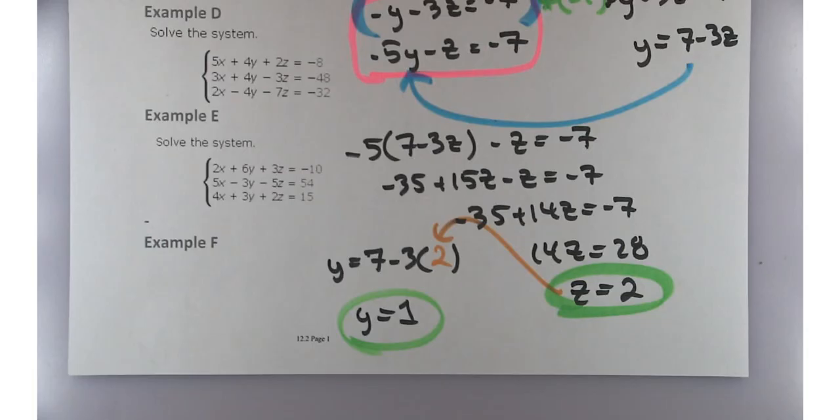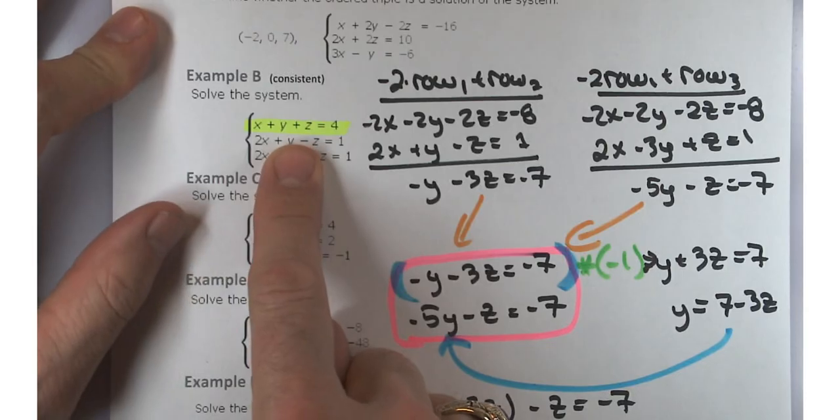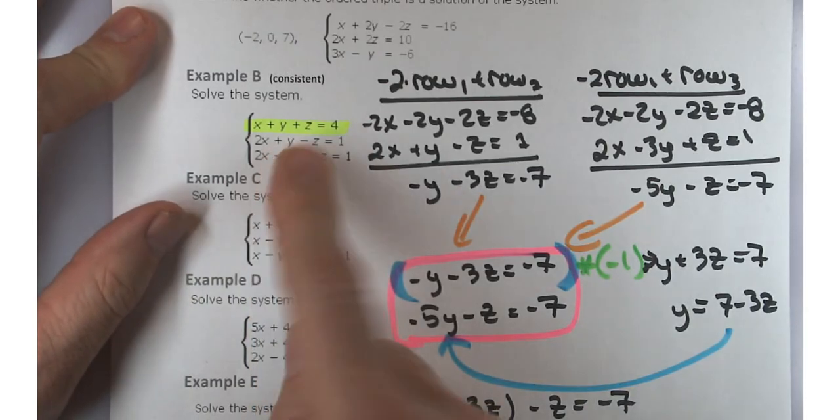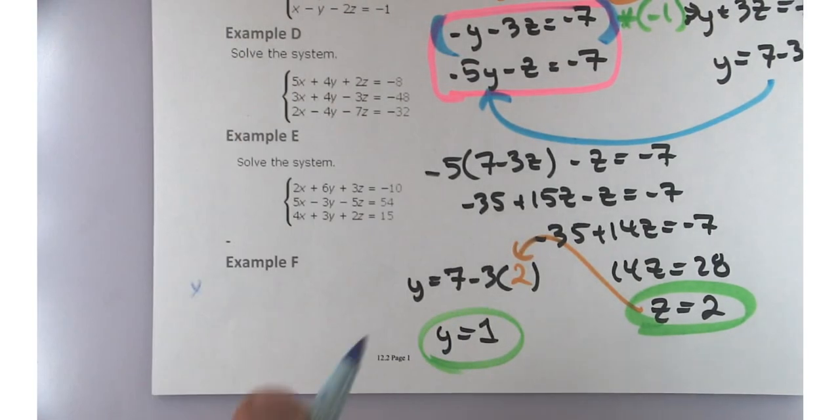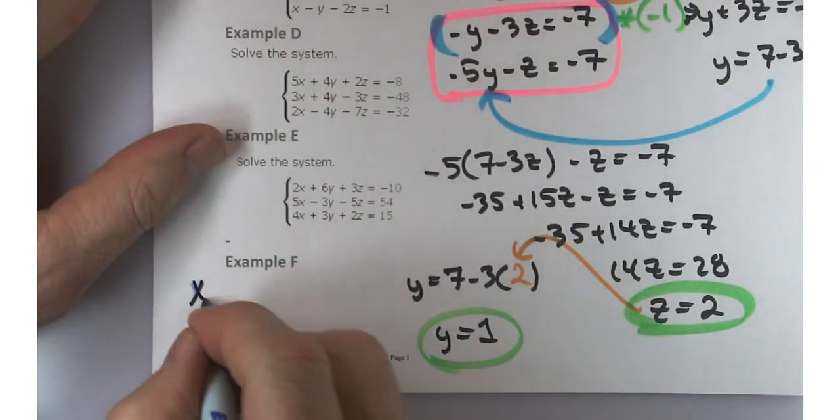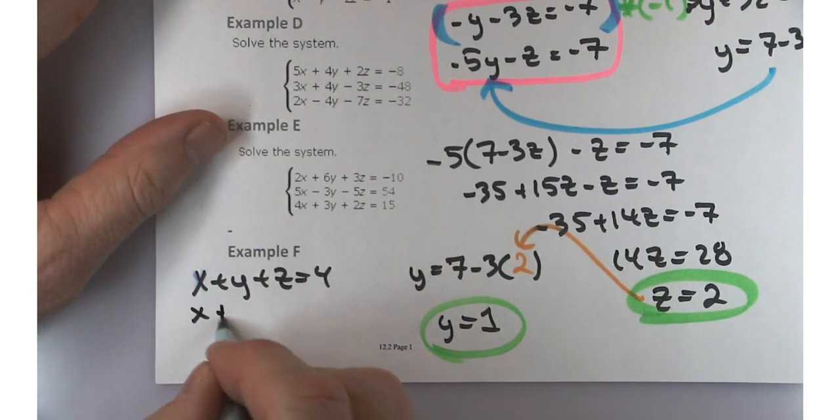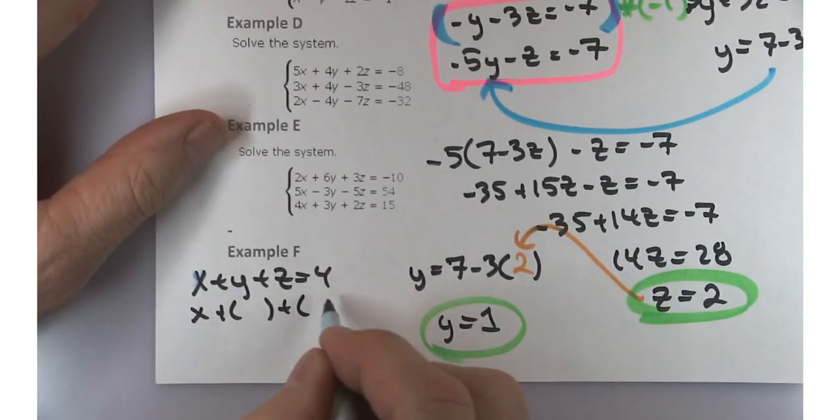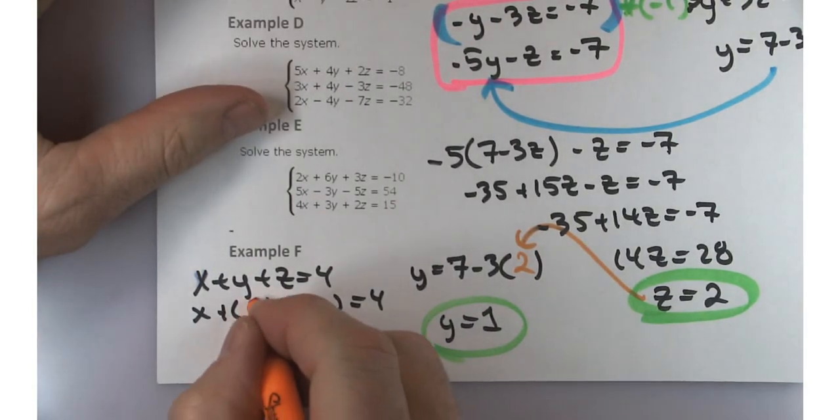How am I going to find the x? What do I have to do to find the x? Yeah, you have to go back to one of the original equations. You have to have an equation that has an x in it. Plug it in there. The first one looks pretty user-friendly, so it's x plus y plus z equals 4. If I plug in 1 for y and 2 for z, then I'll end up with x equals 1. So x, y, z is 1, 1 and 2.